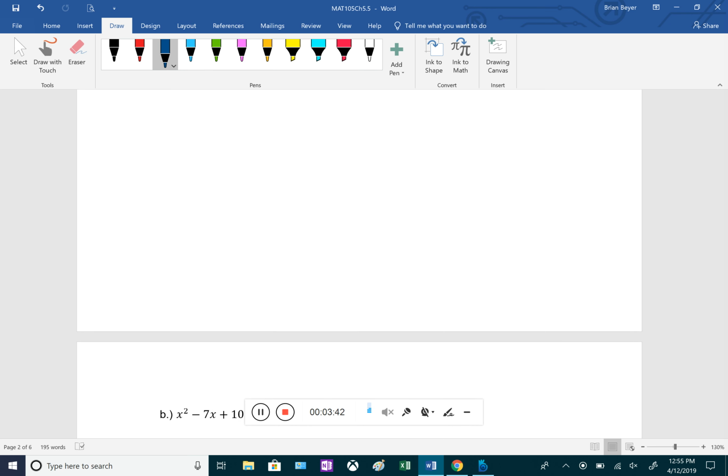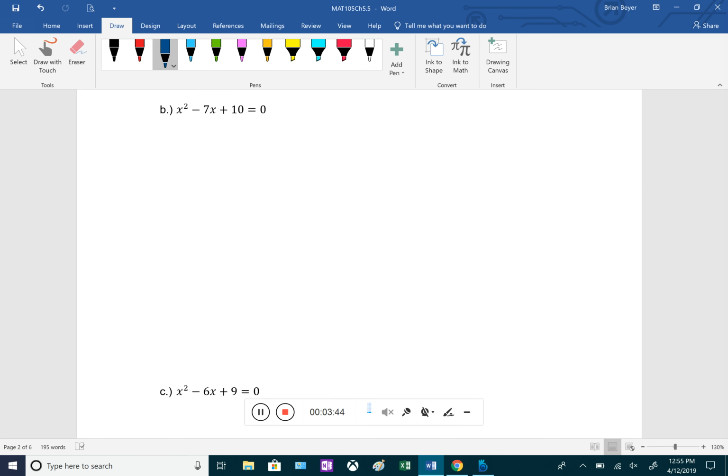Okay, and then for the next one, x squared minus 7x plus 10 equals 0. So we can factor this by setting it up as x plus or minus something times x plus or minus something equals 0. So we need two numbers that multiply to 10 that add to negative 7. So that's going to be negative 5 and negative 2.